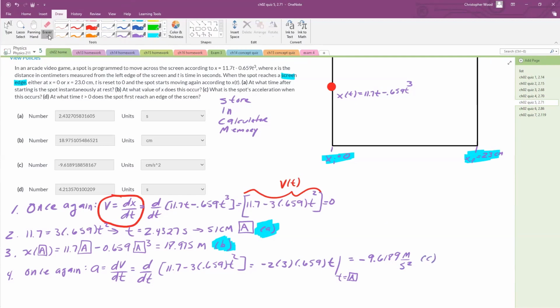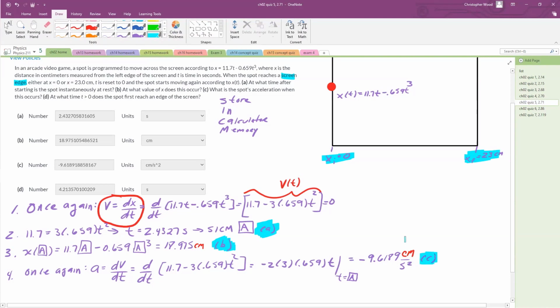We're working in units of centimeters. Everything they gave us was in terms of centimeters. So let me make these very obvious changes. That's not meters per second squared, it's centimeters per second squared, just like over here. This is 18.975 centimeters. And I guess everything else is okay. So just making those corrections, we're done with parts A, B, and C.